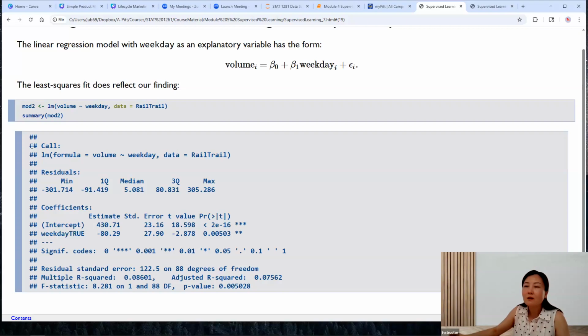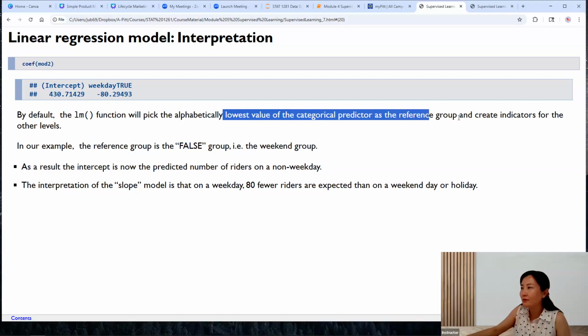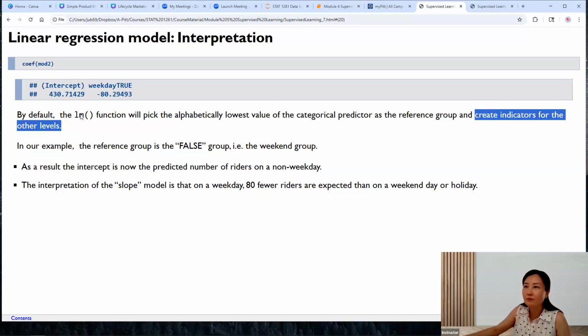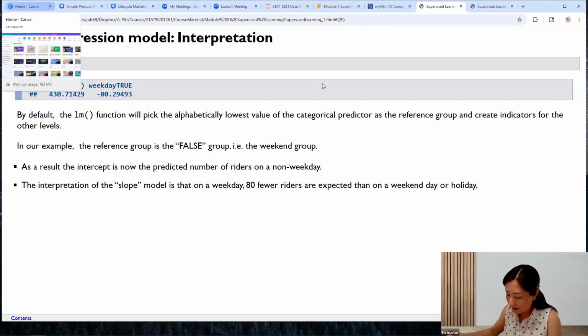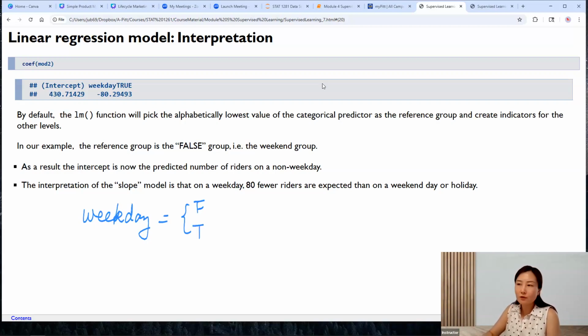Right? That is because R automatically creates dummy variables for any non-numerical variables. For example, this is a logical variable. You can also consider it as a categorical variable with only two levels. Okay, and by default, it will choose the alphabetically lowest value of the categorical predictor as the reference group and create indicators for the other levels. So weekday has two levels, false or true. And alphabetically, false is before true. Right? So weekday false is the baseline.